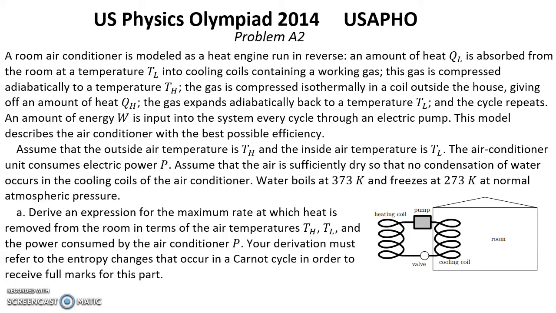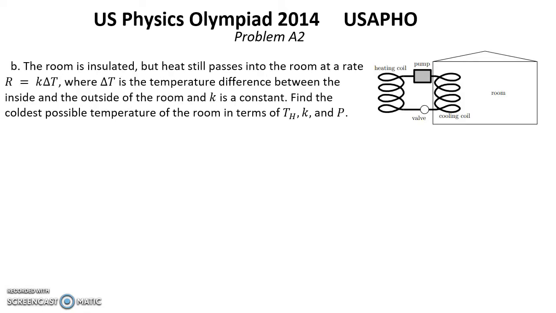Question A. Derive an expression for the maximum rate at which heat is removed from the room in terms of the air temperatures TH, TL, and the power consumed by the air conditioner P. Your derivation must refer to the entropy changes that occur in a Carnot cycle in order to receive full marks for this part.